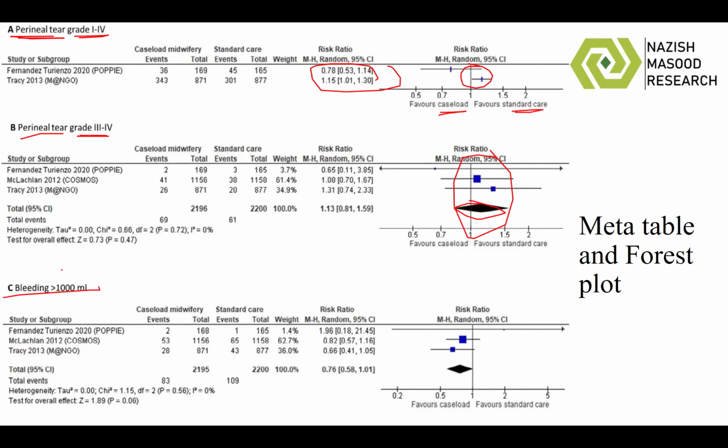Similarly, for bleeding more than 1 liter at the time of delivery for caseload midwifery compared to standard care, again, it is capturing one. Even though this is slightly better, look at the p-value. The p-value is 0.06, so it's slightly above 0.05. So again, we don't have any significance. Like I said, the Cochrane Q is not coming out to be significant here.